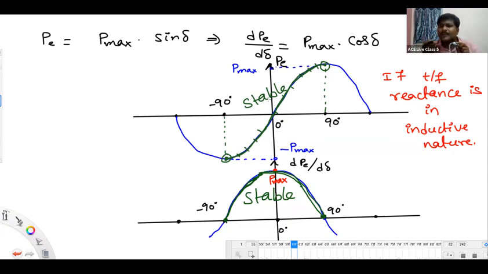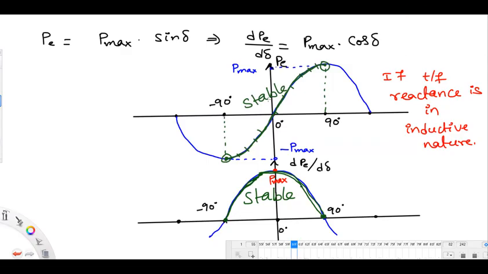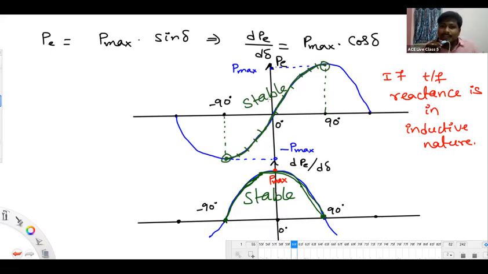What is your aim actually here? We have to set the operating point in such a way that the system should not lose synchronism for any type of disturbance, either small or high, whatever it is. Then, to maintain very high stability, delta equals 0 degrees you can keep, right? The system will be well stable.